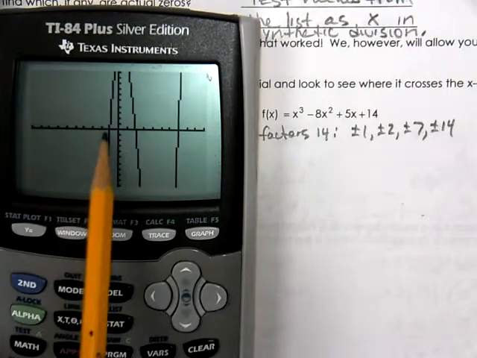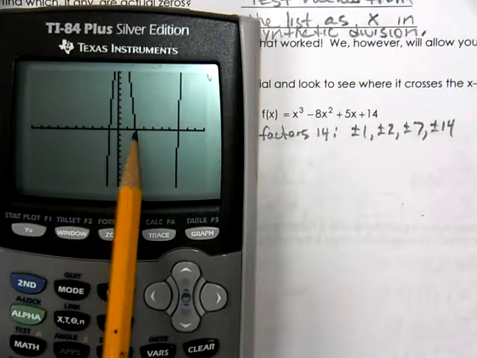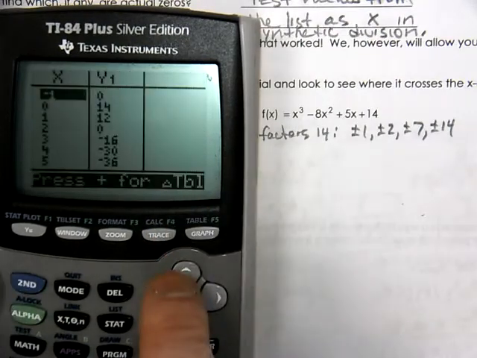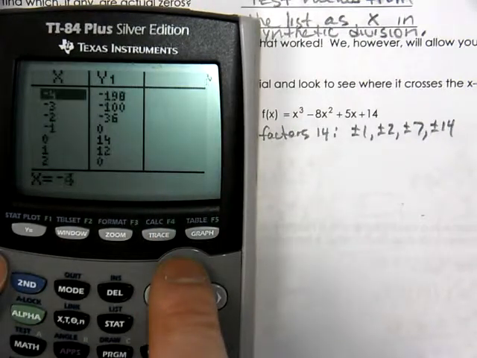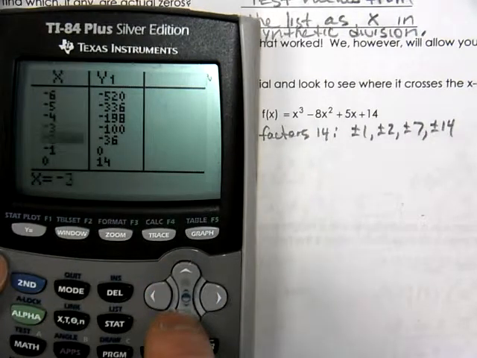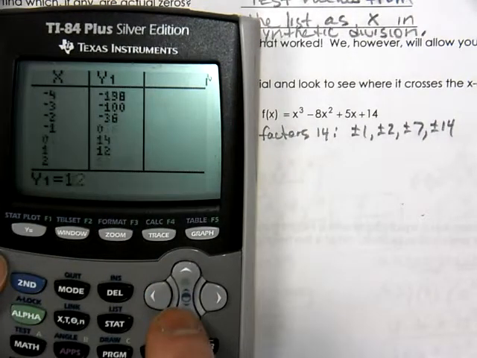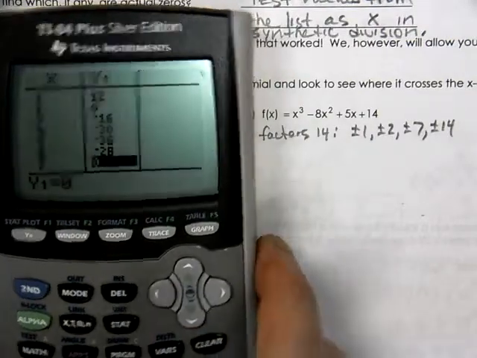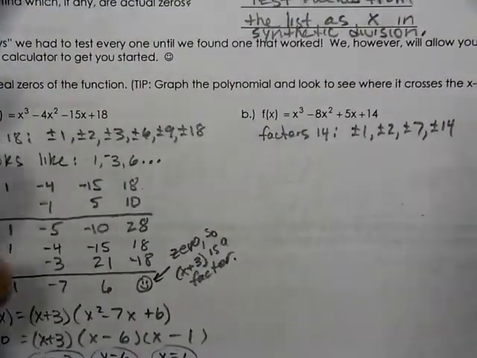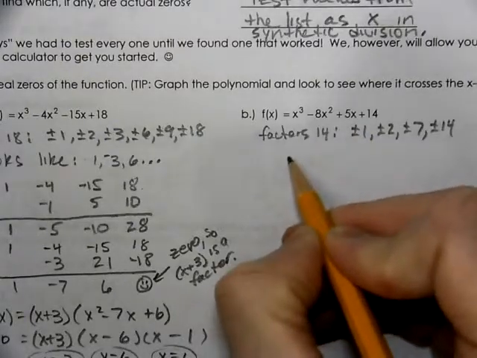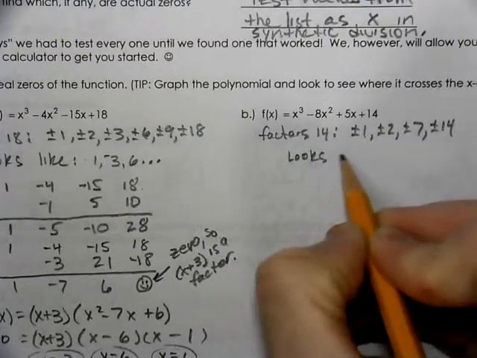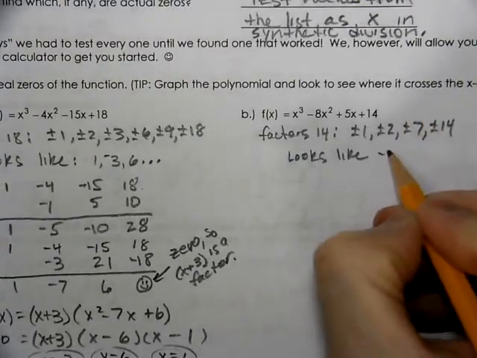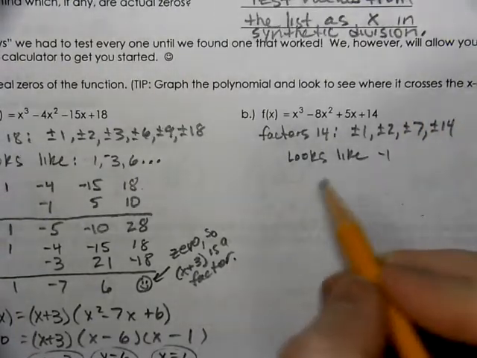Looks like it crosses at negative 1, at 2, and at 7. Going to the table, we can see that at negative 1 we got 0, at 2 we got 0, and at 7 we got 0. So those seem to be the best options for us to look for. Looks like negative 1 would be a good place to start.